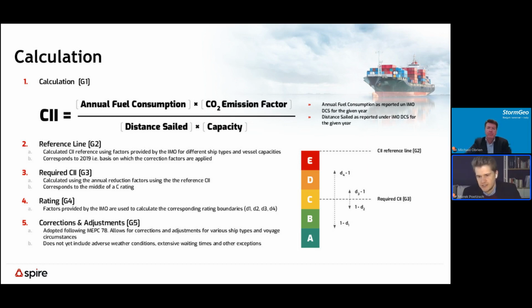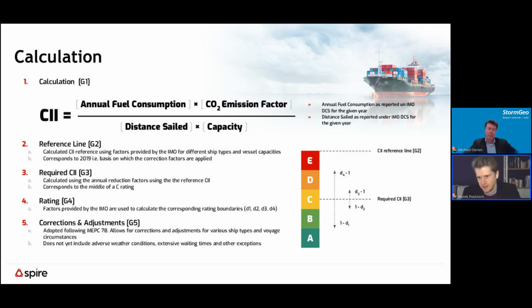And this required CII in G3 ends up being the center point of the rating range, kind of in the middle of a C rating. And from that point, in the fourth step, the individual steps from A, B, C, D, and then to E are calculated from that required CII to determine the different categories.